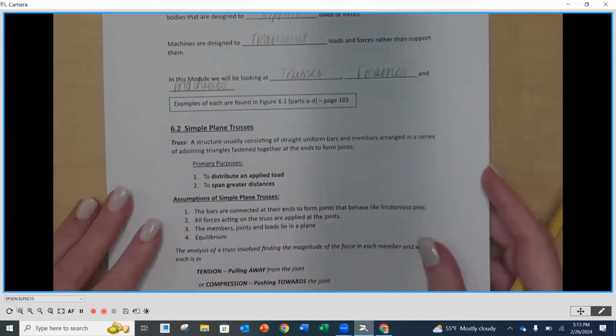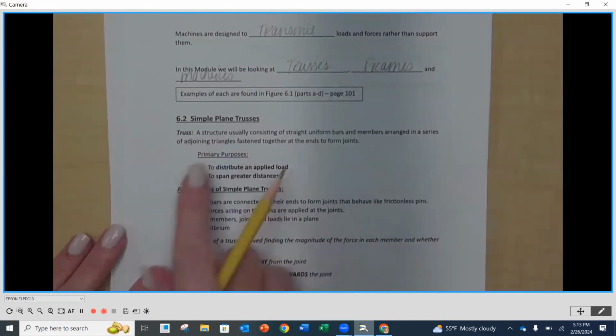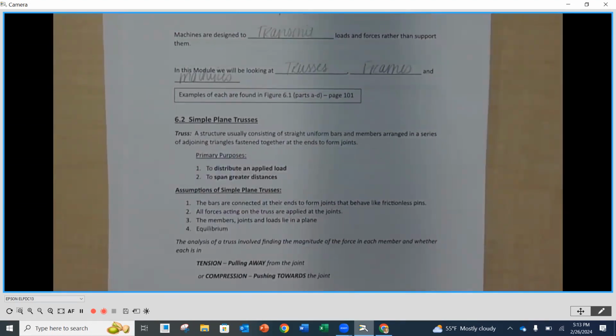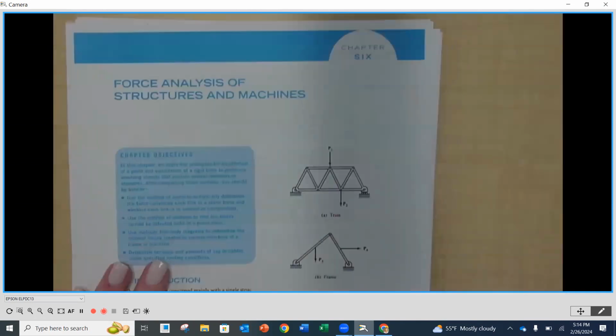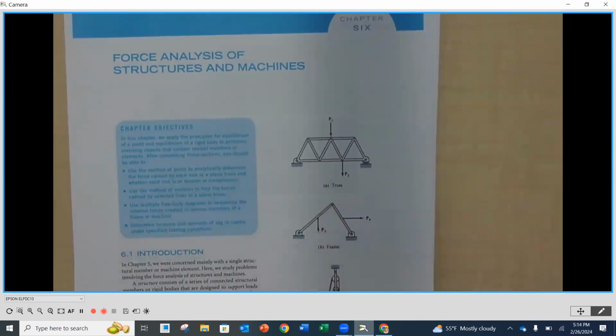So I'm going to go back underneath here. In section 6.2, we're talking specifically about simple plane trusses. A truss, again, is a structure usually consisting of straight uniform bars and members arranged in a series of adjoining triangles. Where do we see trusses? Where have you seen things that look like that? Bridges. Yes, that's the obvious, right? Bridges, we see trusses. Where else do we see trusses? Drop ceilings.